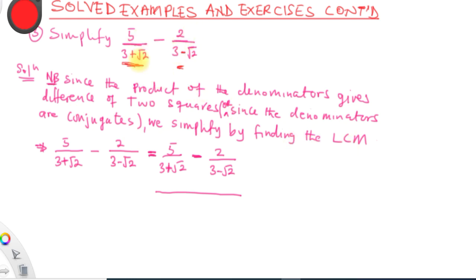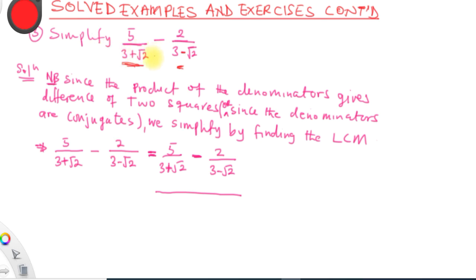But if the denominators are not conjugates, then you will not find the LCM. Just simplify this term separately, simplify this term separately, and then you subtract. You consider that in a subsequent lesson or video. So let's just look at it.